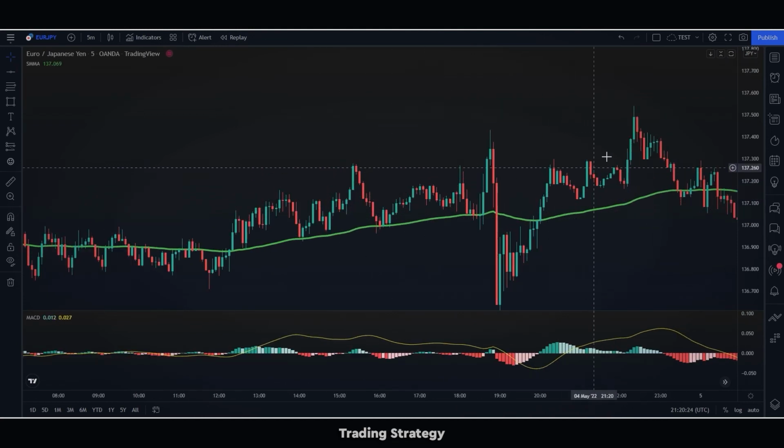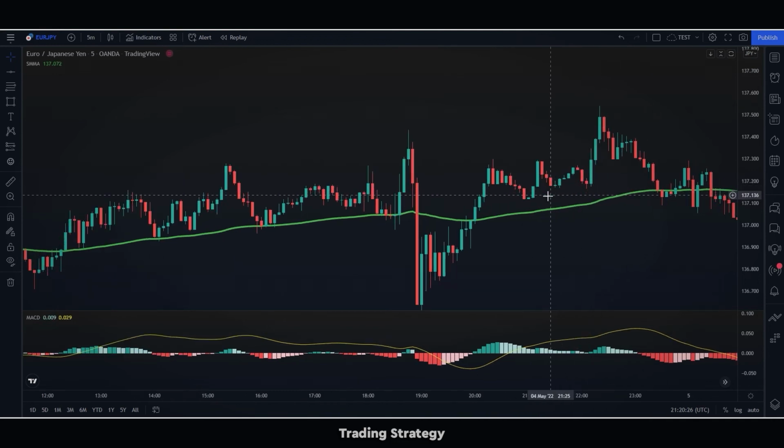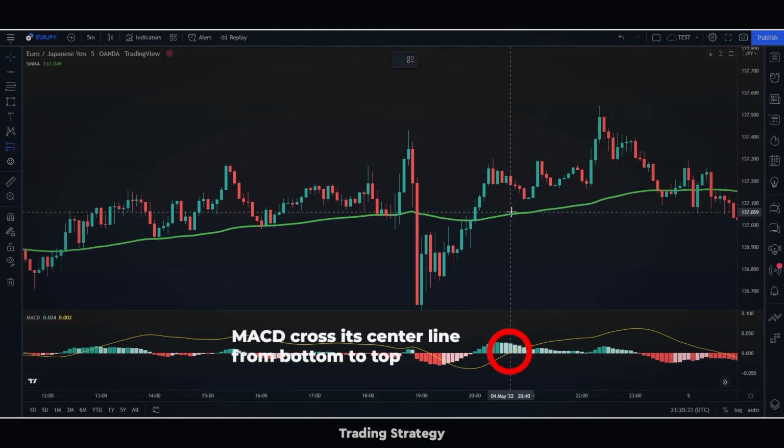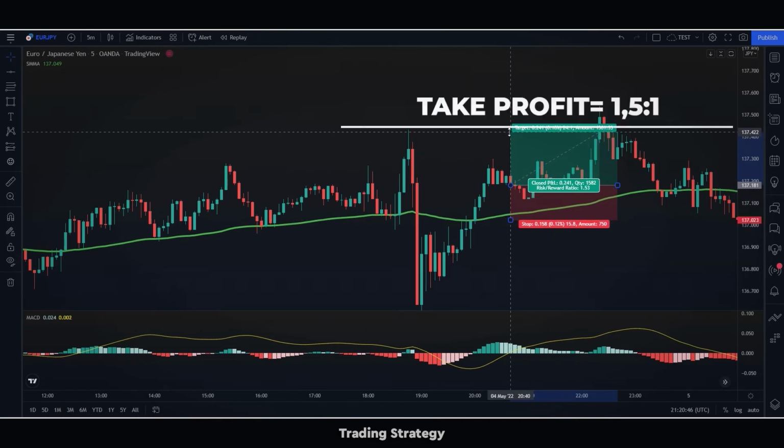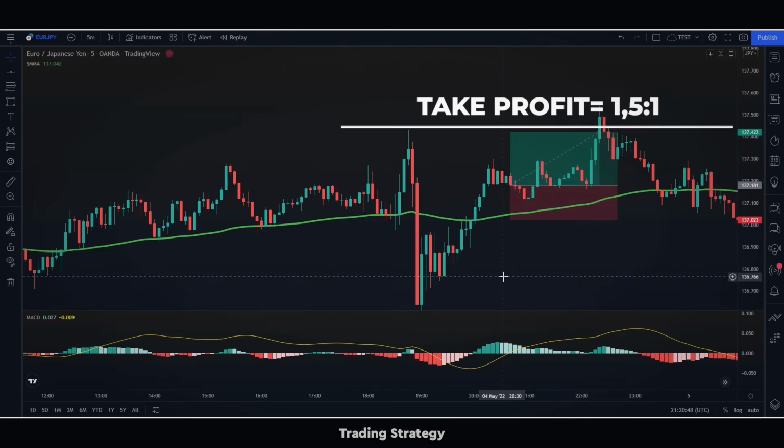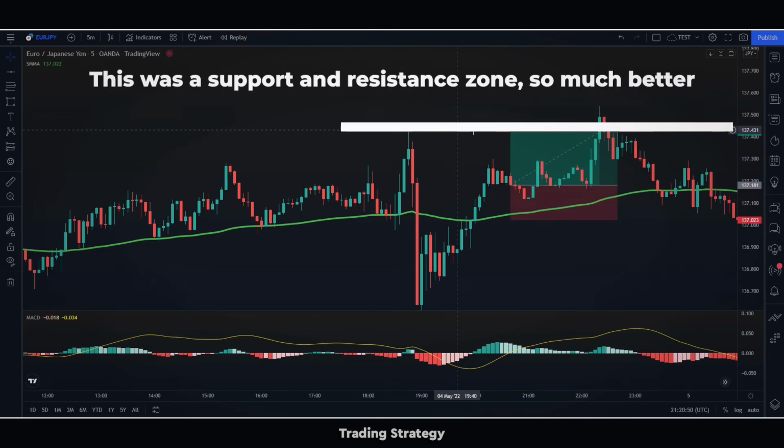To carry out a buy operation, we expect the price to go above the 50-period smooth moving average. Then we expect the MACD to cross its center line from bottom to top. A buy order will be opened at the opening of the next candle. We will put our stop loss below the last great low or below the moving average, if we have it close, and our take profit in a risk-benefit ratio of 1.5 to 1. This means that we're going to risk 1 to try to win 1.5. Also, if we prefer, we can put our take profit in the support and resistance zones.